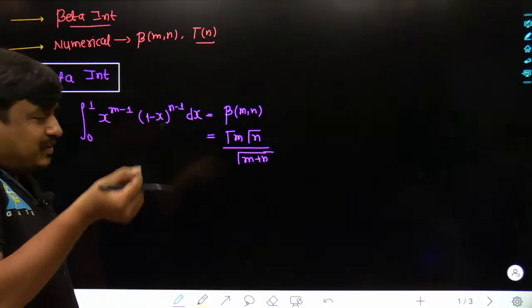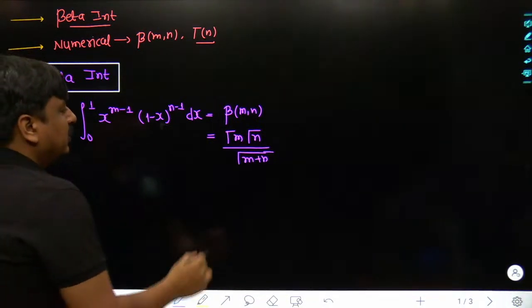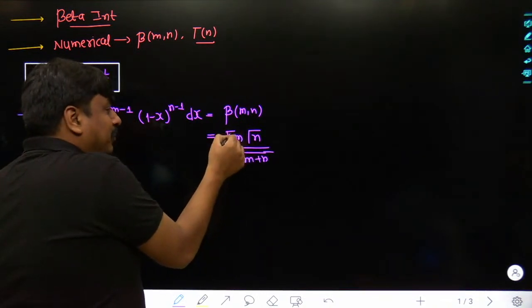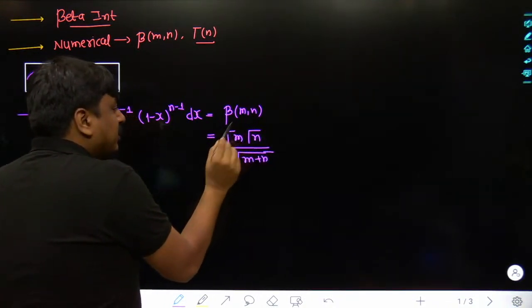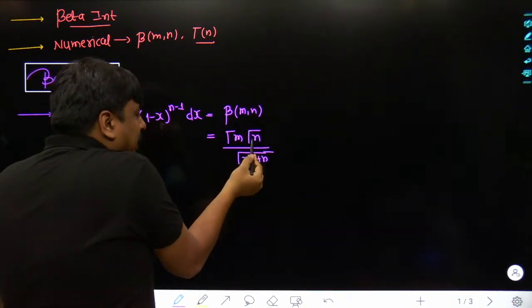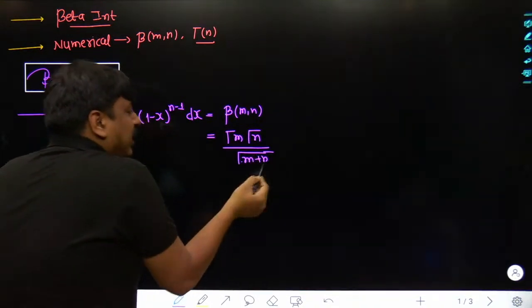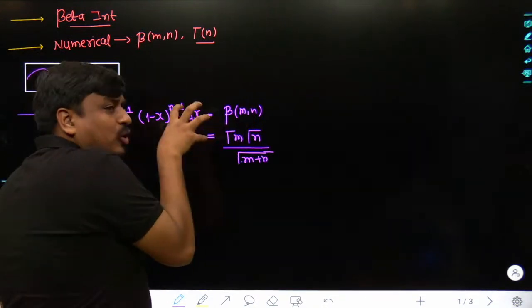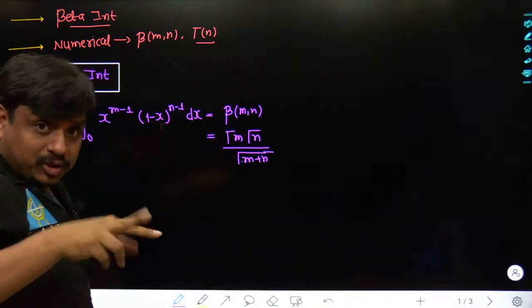One thing you could see over here: in future if you swap m with n and n with m, still there would not be any change. It would become gamma of n and gamma of m. What does it mean? That means the result is not going to change if m and n are swapped.